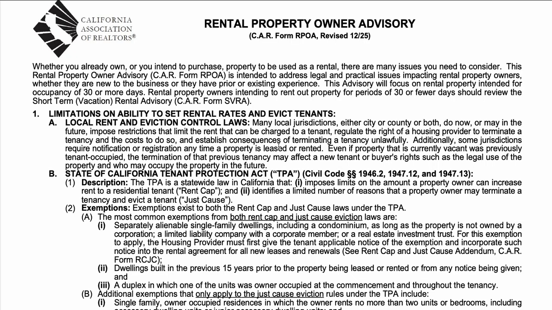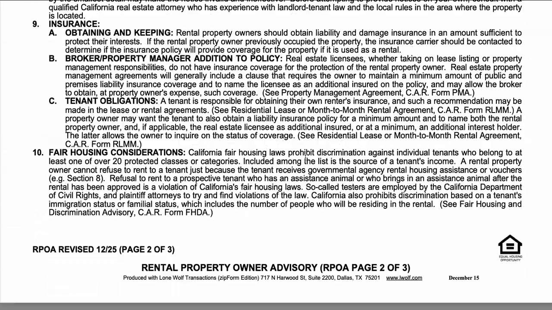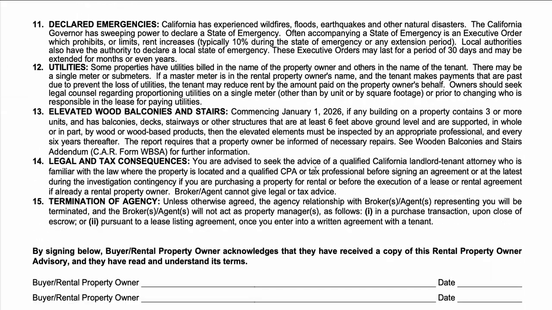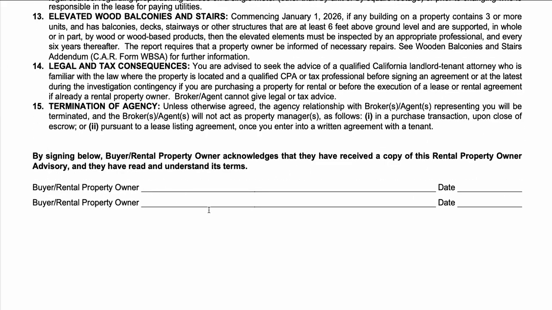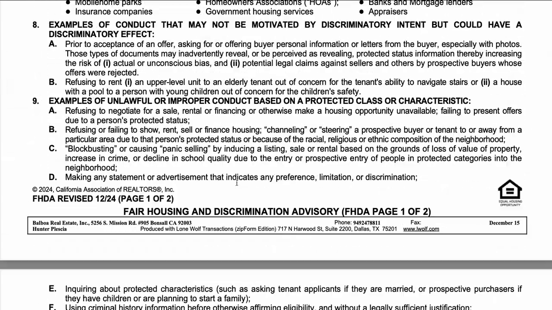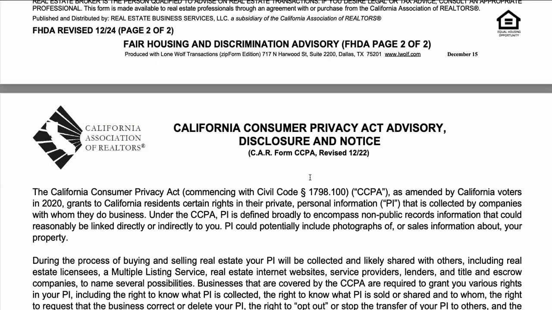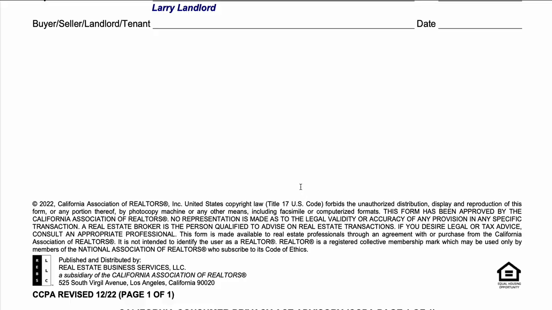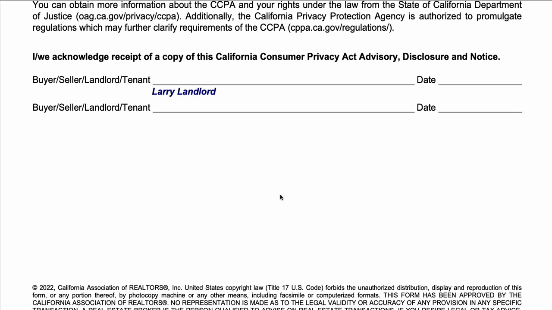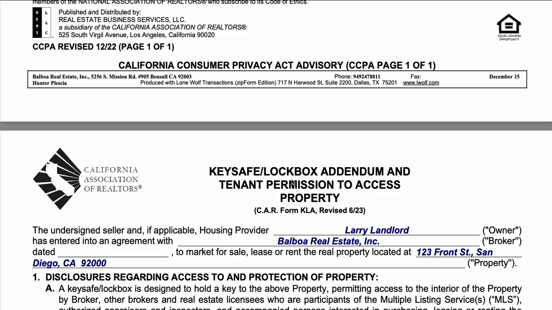Now here's an advisory, RPOA, 3 pages. I'm sure it's all good stuff. Okay, and the property owner signs. Okay, fair housing discrimination. We get it. All right, it goes on. Client signs, California Consumer Privacy Act advisory. I mean, it's all good stuff, right? All good advisories. Just to bury your client in paperwork.